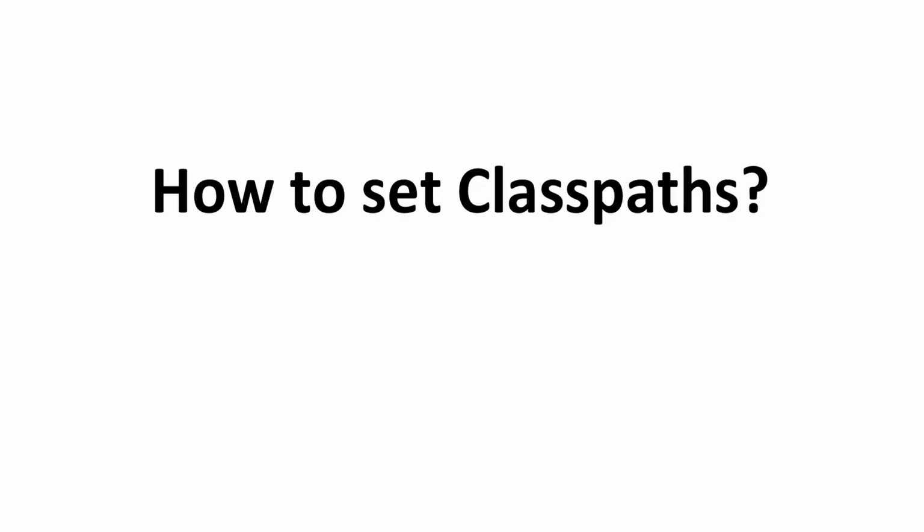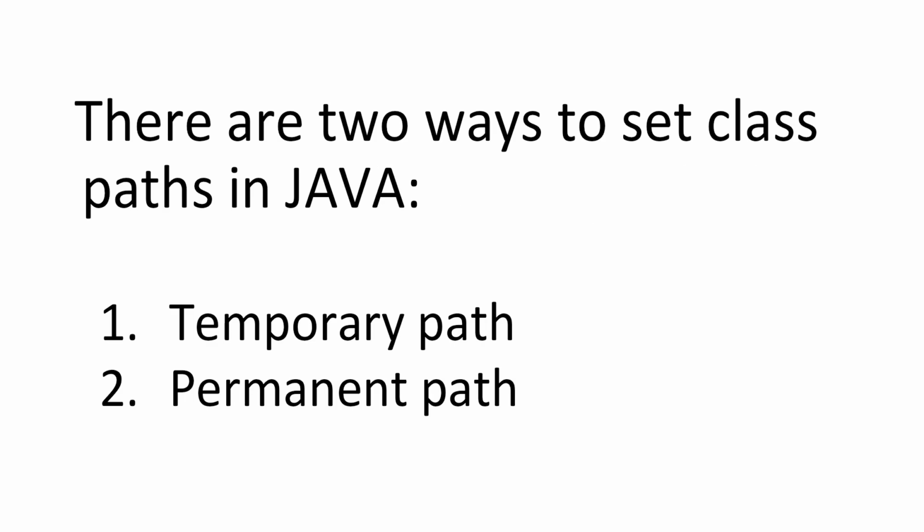Now we will discuss how to set class paths. There are two ways to set class path in Java. We will discuss one by one what those methods are. The first one is temporary path and the second one is permanent path. Now let me quickly tell you what a temporary path means.